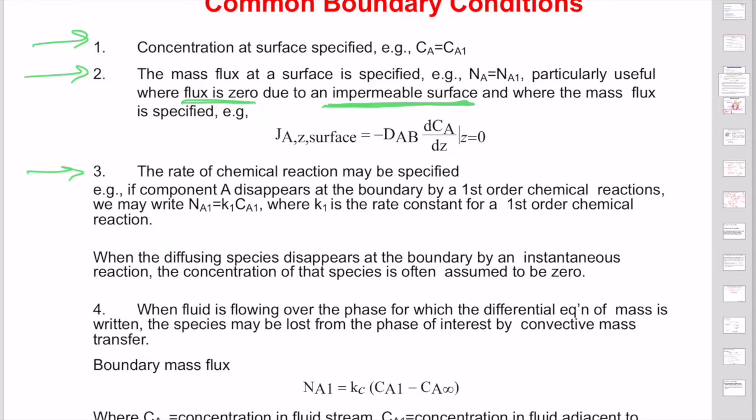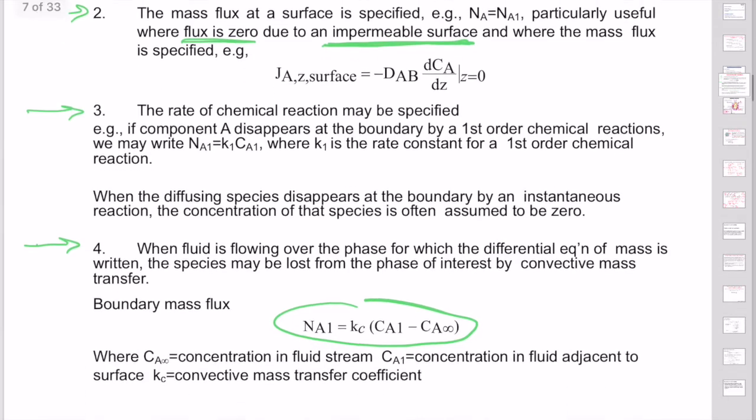Let's see, she's got a specified reaction rate in here as an example. Once again, here's convection, and here's an equation that we'll be talking about after the exam, so you don't have to worry about that right now.